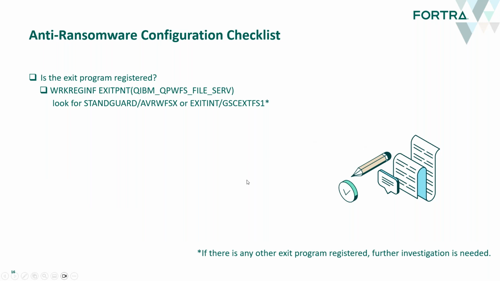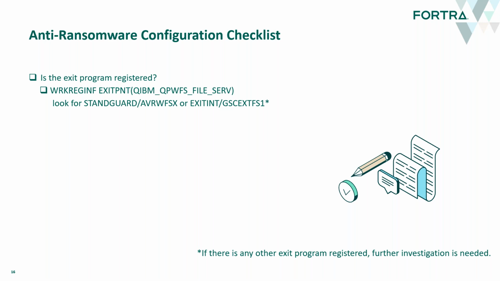Configuration checklist. First thing, make sure the exit program is registered. This does use an exit program that is going to monitor the file server exit point for this behavior pattern. You're going to see either the StandGuard AVR WFSX exit program or the ExitInt GSC EXTFS1. You don't have to remember that. Go back and look at the recording. It's going to be one or the other depending on when you installed the version you have now. And you'll be able to determine that the exit program is in place.